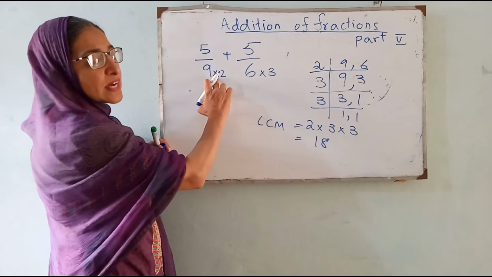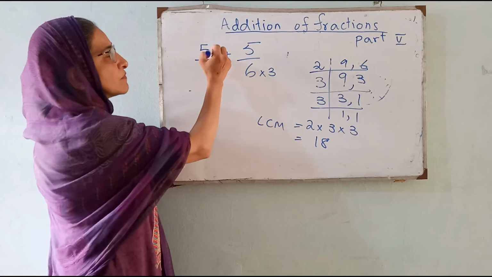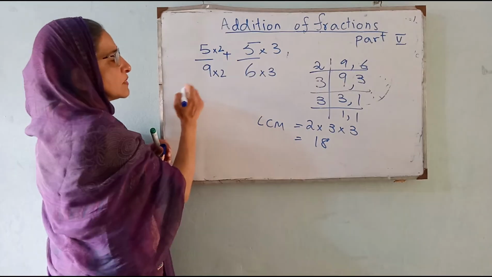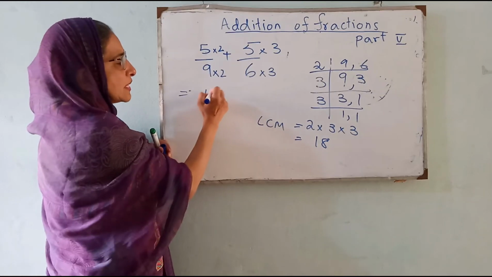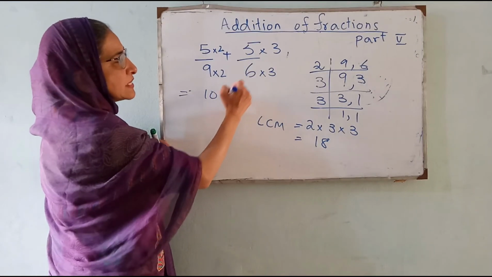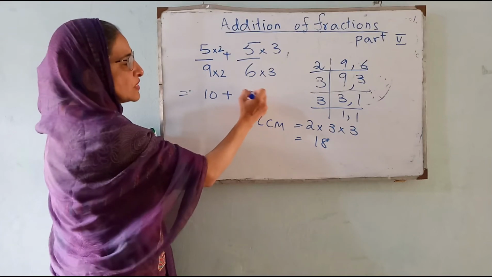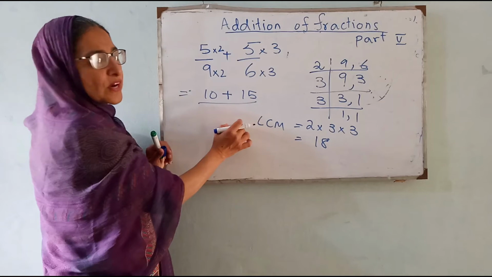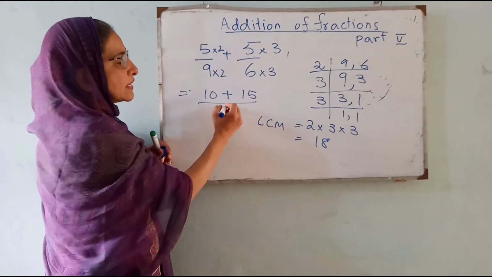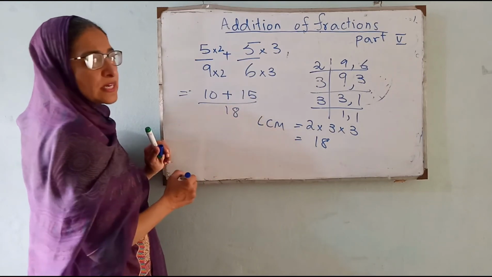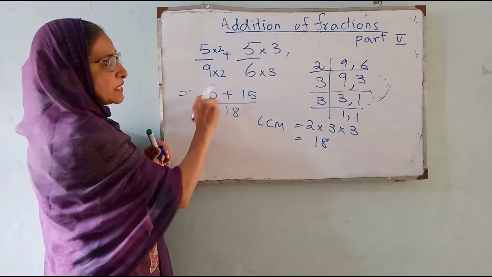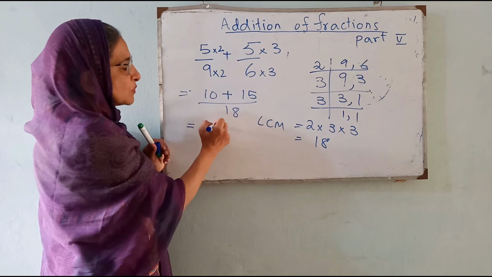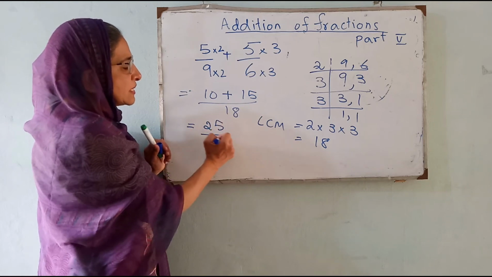So whatever I have done here in the denominator, I have to do the same in the numerator. So this is equal to 5 twos are 10 and plus sign in the center, 5 threes are 15. And you can write them separately in the form of fraction, or you can write the LCM once. Right? Now, what is happening in the numerator? The two numbers are adding. So, we are going to add them. So, it will be 25 over 18.